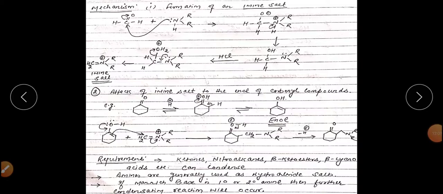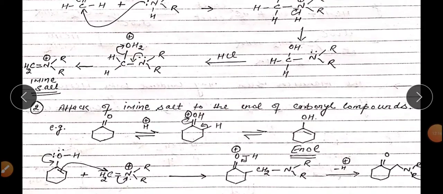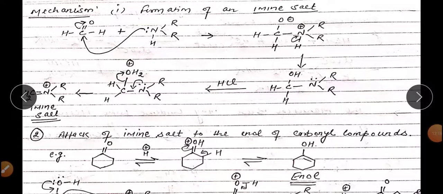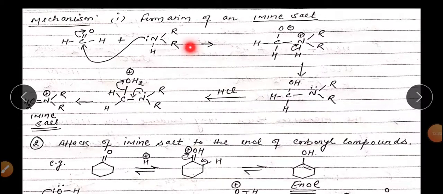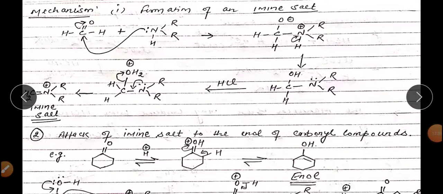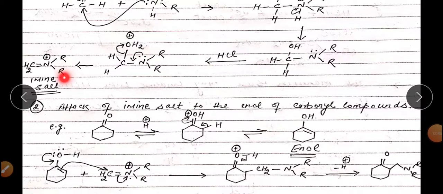When we talk about the mechanism of this reaction, it is a very important part of the reaction. The first step is the formation of the imine salt. How is this imine salt synthesized? This is your formaldehyde, and this is your secondary amine. In the first step, the secondary amine will react with the formaldehyde and form the imine salt.